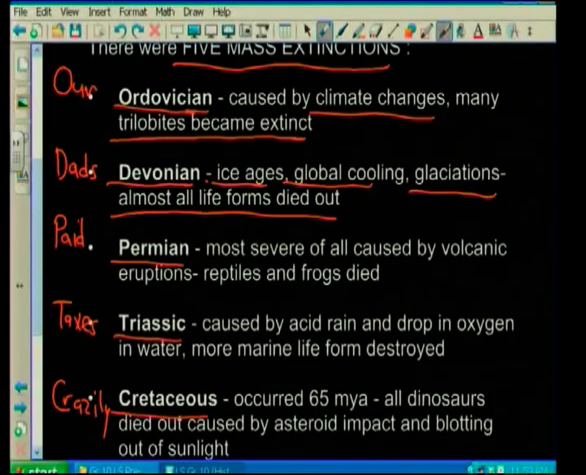Right, let's look at the next one. This is the Permian mass extinction. This is the most severe of all the mass extinctions, and it was caused by great volcanic eruptions. Now, the actual Permian period is the greatest mass extinction.